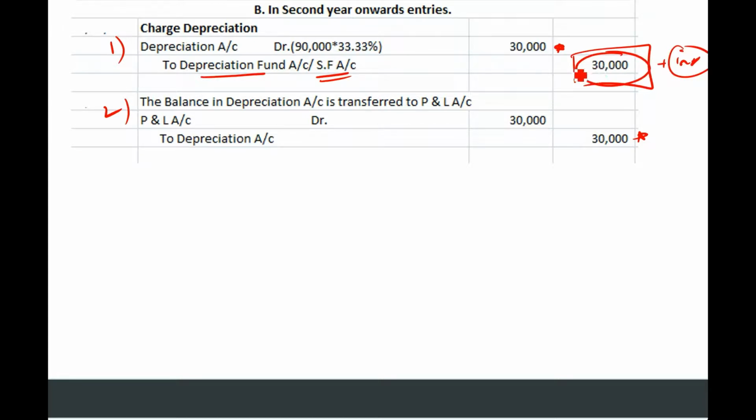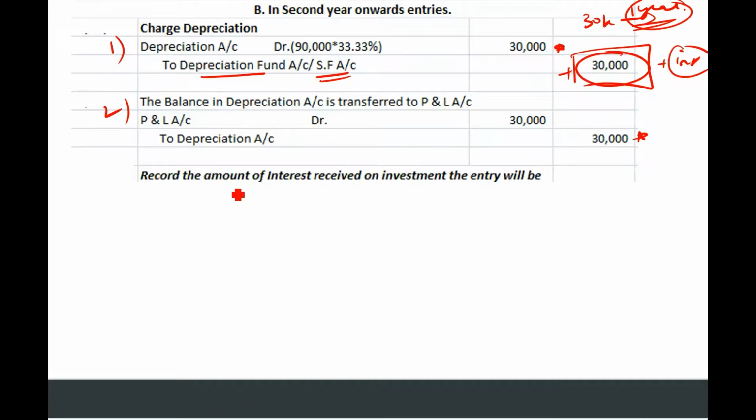Last year's interest means last year 30,000 was invested, so that 30,000 was invested for 1 year. Whatever interest is there needs to be invested again. As per the rule of the sinking fund, whatever interest is there plus this year's depreciation fund transfer, both need to be invested. So we record the amount of interest received on investment. We need to calculate how much the interest is. For the first year the interest will be 30,000 into 20%, which is 6,000.